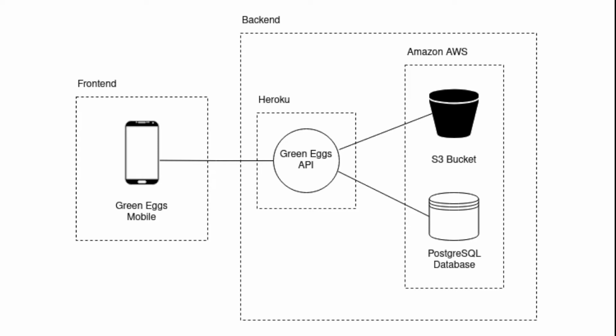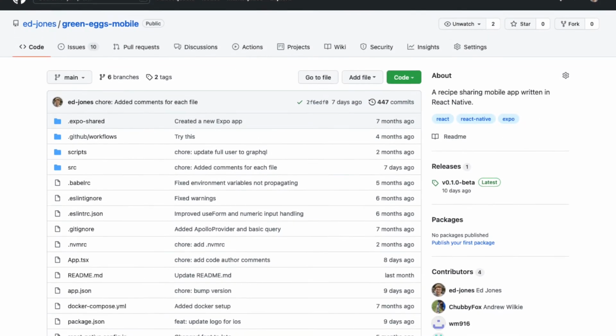This backend consists of a GraphQL API, a Postgres database, and an S3 bucket. The GraphQL API layer handles all backend logic such as authentication, and in the process persists data in the database and files in the S3 bucket.